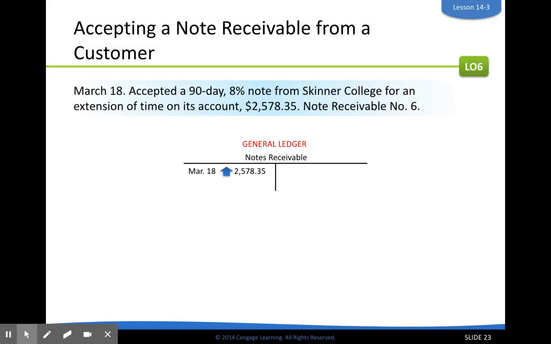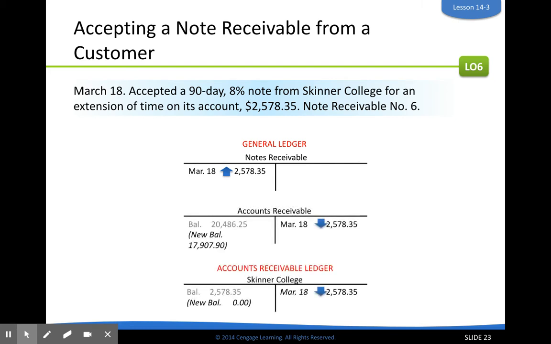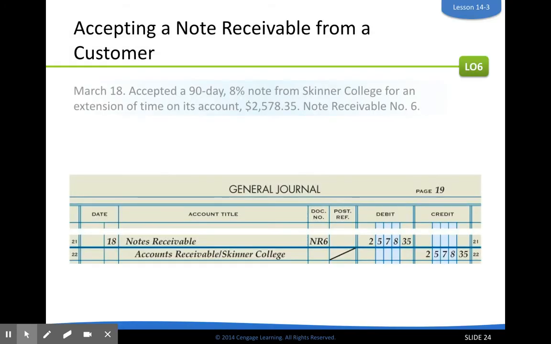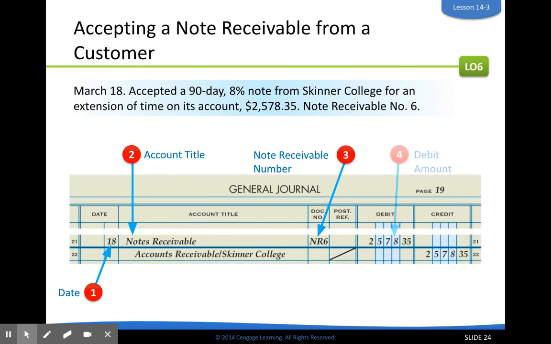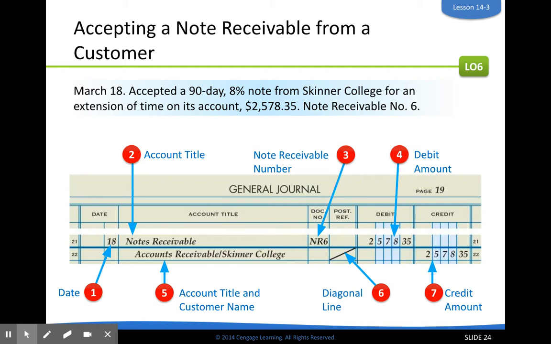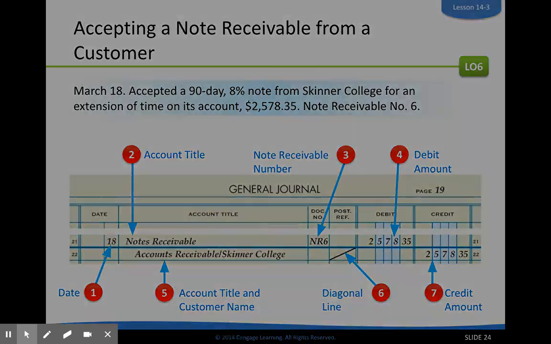So we're moving money out of accounts receivable into notes receivable. We're going to increase notes receivable with a debit and decrease accounts receivable. We're taking it out of accounts receivable because we're never going to get it and putting it into notes receivable. So the total amount there, $2,578.35, out of accounts receivable into notes receivable. So the journal entry would look like this. Now notice we didn't do anything with the days or the interest rate. That's what we're going to look at next. Right now, when we accept the note, we just move it from accounts receivable to notes receivable.